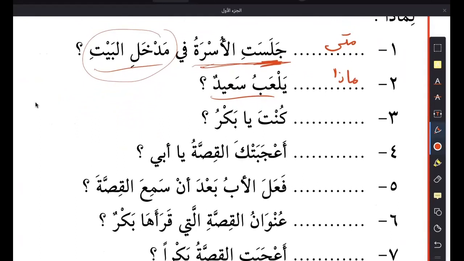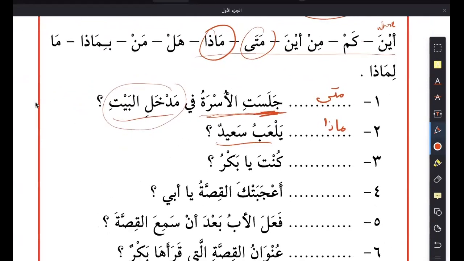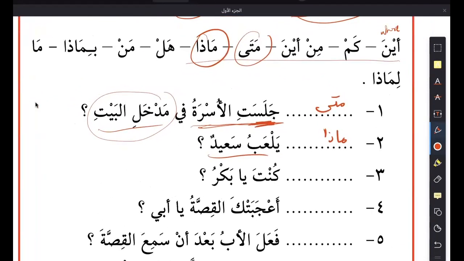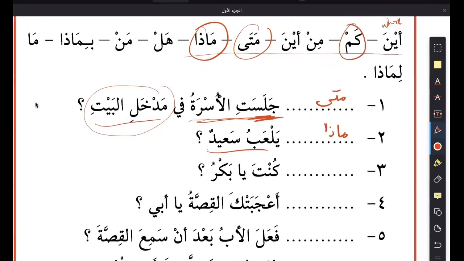Number 3 says Kunta ya Bakr. When I say you can use more than one word, it doesn't mean you can use all of them. Okay, some of them will not make sense. For example, if we say come here, it's not going to make sense. But Aina will definitely work. Aina kunta ya Bakr. Where were you? Okay, you can say Aina.